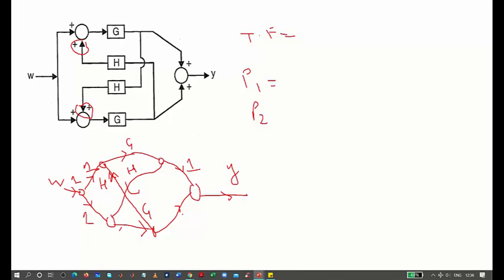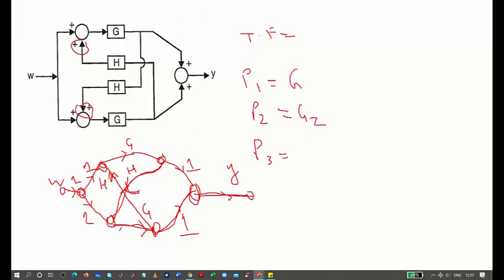This is G. This is 1. So P1 comes out to be G. P2 also is G. P3: now you'll have to identify the third forward path. So you start from the input node and finish at the output node such that no node is traversed twice. So you start from W, then you move to this node, then to this node, and then to this node. Then from this node you go through the branch corresponding to H. So you go through this branch to this node, then again through G to this node, then this node and the output.